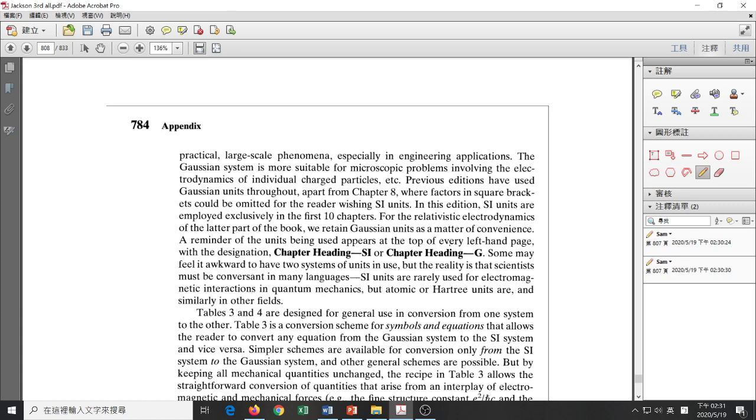Next week, next Thursday, we will have quiz number 2. I will give you a chance to practice the conversion of units and a chance to practice Lorentz transformations. Okay. So today I will stop here.